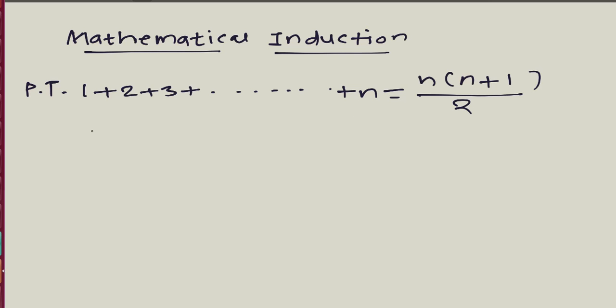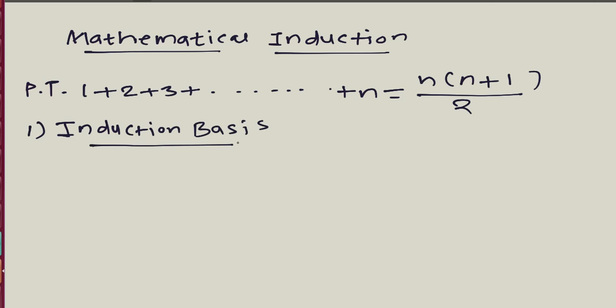Any mathematical induction proof has three main steps. The first step is called induction basis. In this step we prove that this theorem is true for the base case. Base case means smallest value. For example, the smallest natural number is 1. We prove that this theorem is true for n equal to 1. That's called induction basis.